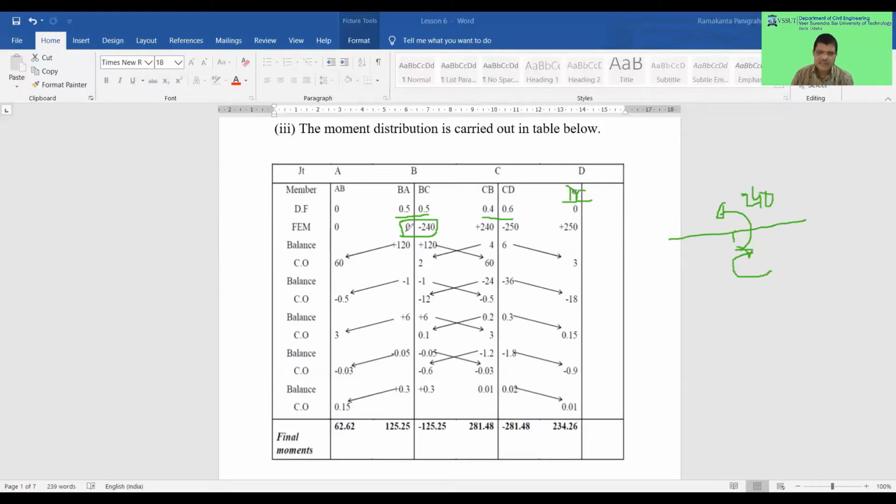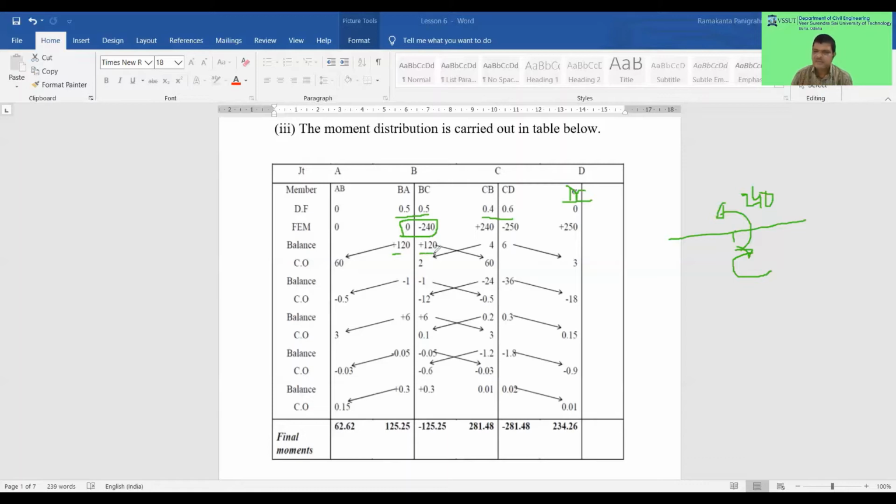Whatever the unbalanced moment, you have to make the unbalanced moment equal to 0. So you have to apply the moment equal and opposite to that value. Because 0 minus 240 becomes minus 240, you have to apply plus 240. Now this 240, whatever you apply, will be distributed among both the members BA and BC in the ratio of their distribution factor. From 240 you multiply 0.5, so plus 120 and plus 120 will come here and here.